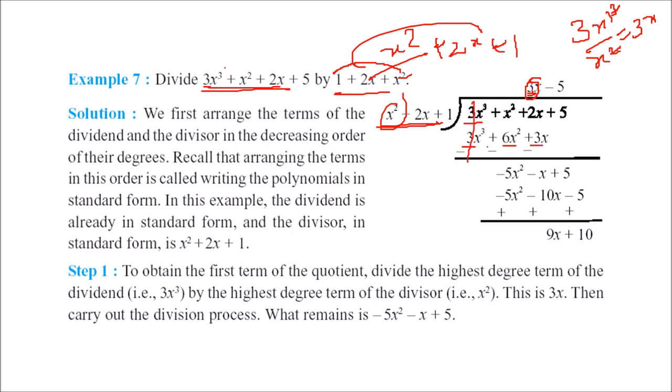So subtract this. This gets cancelled out. This will be minus 5x square, and this will be minus x, and just keep it like this. Now this is minus 5x square and this is x square. Divide it: minus 5x square by x square. What do you get? Minus 5. Place this minus 5 here. Now multiply minus 5 with the divisor and keep it here. Solve it. This gets cancelled. This is 9x, and this is 10. The power of x is now less than x square, so we cannot proceed. This is the solution.